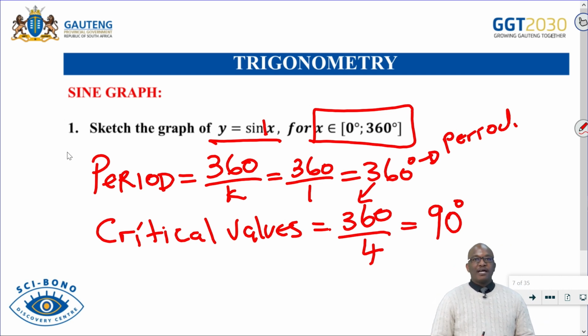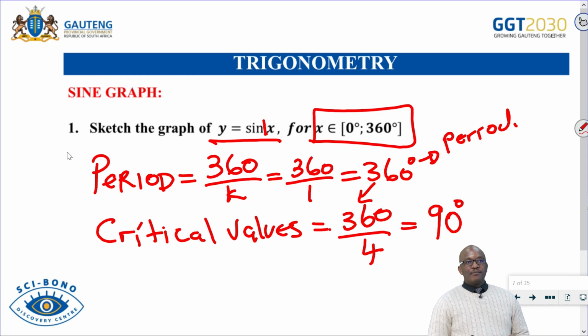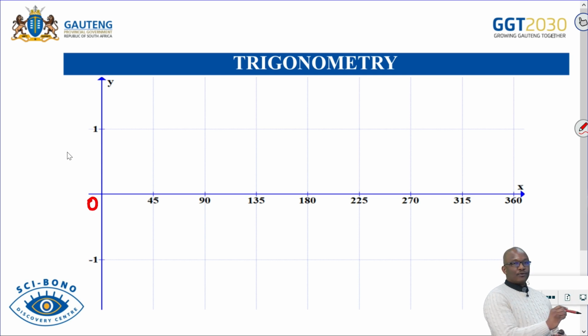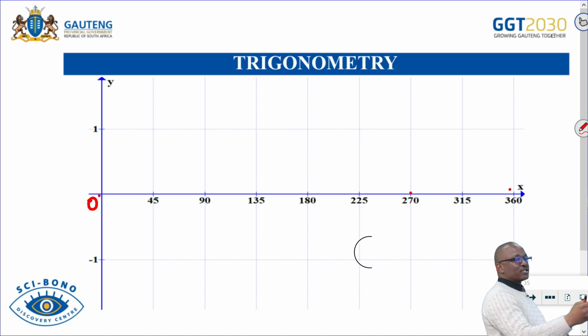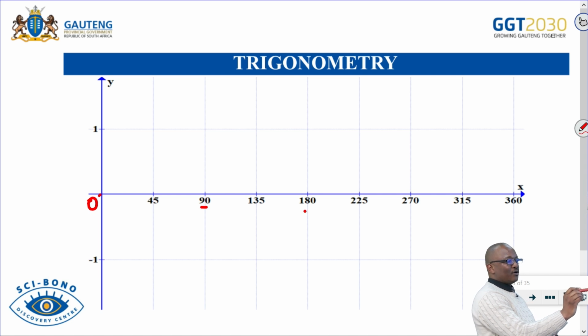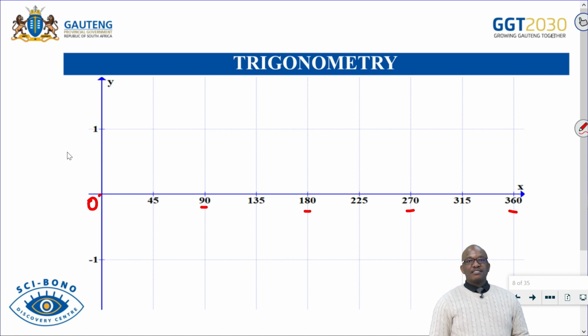So what I mean by that is that whenever you are plotting your critical values on the Cartesian plane, you will start from 0. Then if you say 0 plus 90, you will get 90. If you say 90 plus 90, you will get 180. And if you keep adding 90, you get 270 and 360. So those are your critical values. It means our critical values will be 0, 90, 180, 270, and 360. That's how this graph will pass through those points.